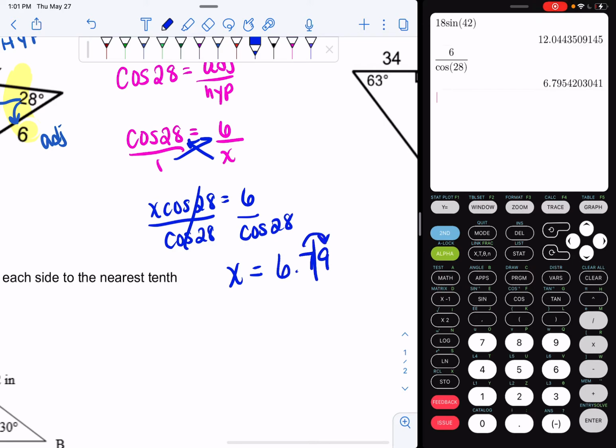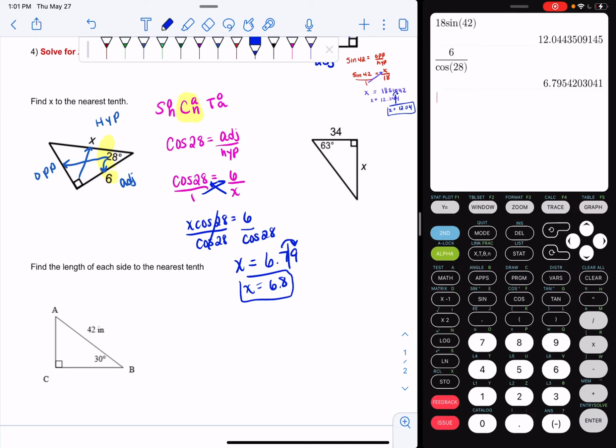Look to the right. That's a 9, so it becomes 6.8. And that's your final answer. Okay, let's go on to the next question.